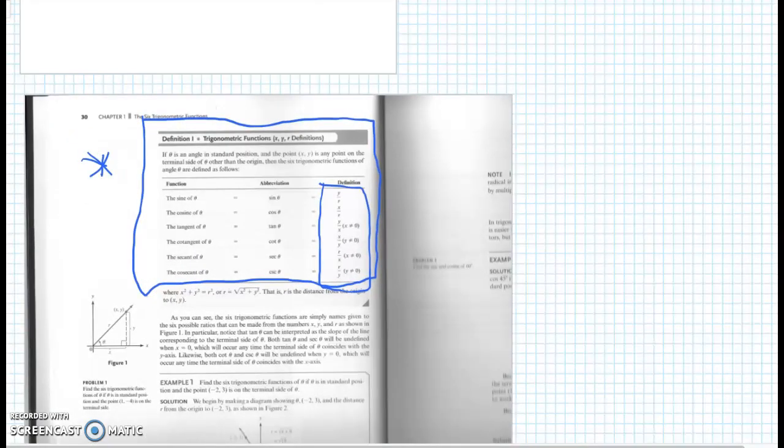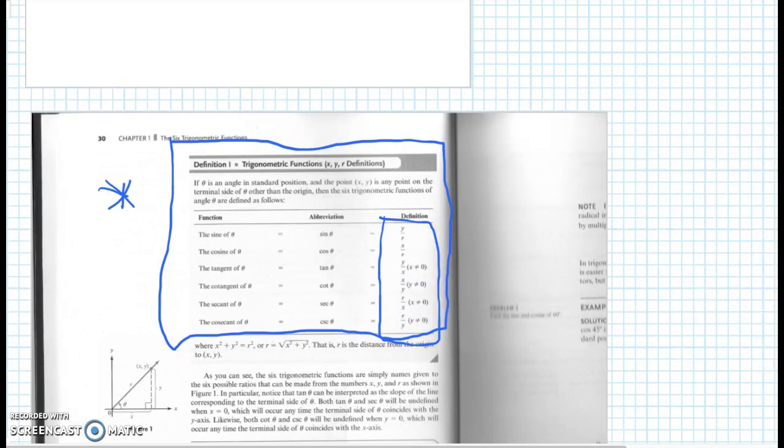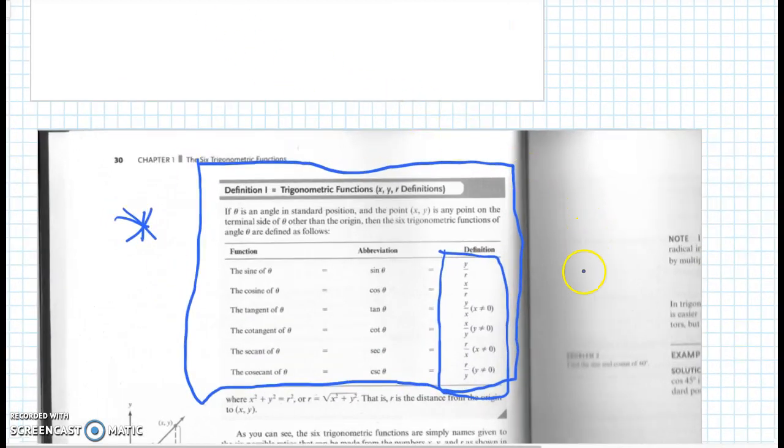And so I'm just going to try and zoom in here. And what you have is a definition of each of the six trig functions. Notice that either x, y, or r is in the ratio. So you have, in this case, y over r. This one doesn't involve x.